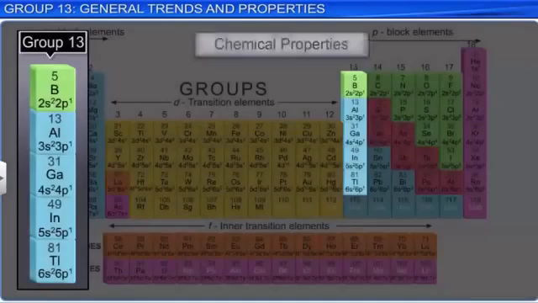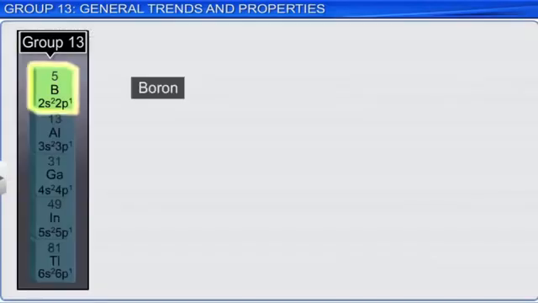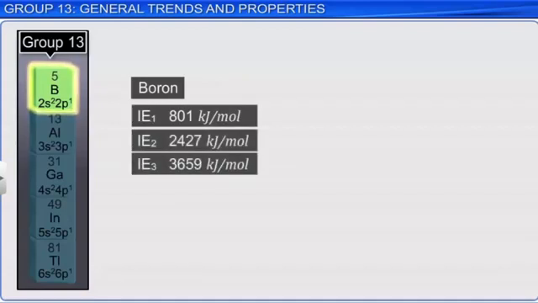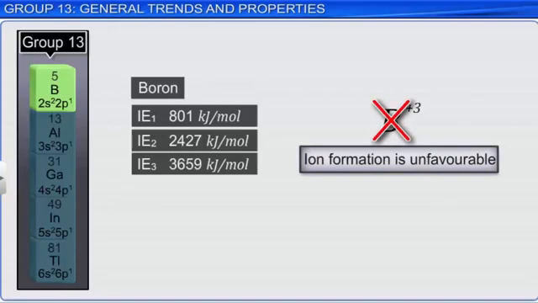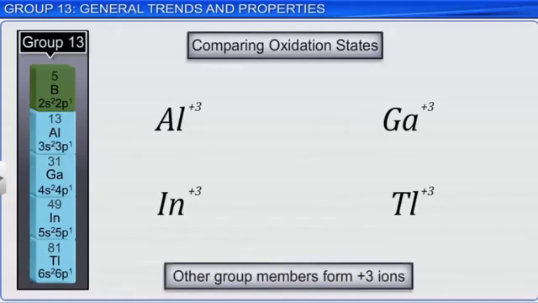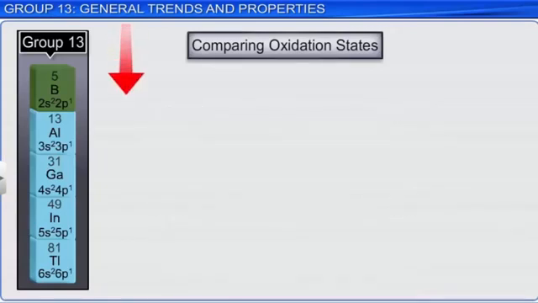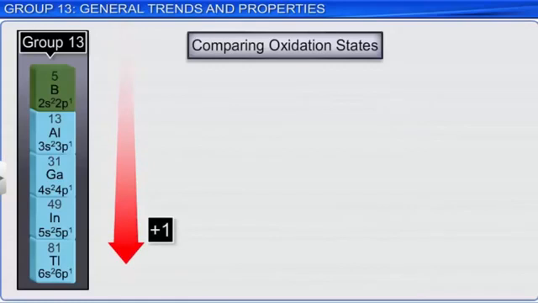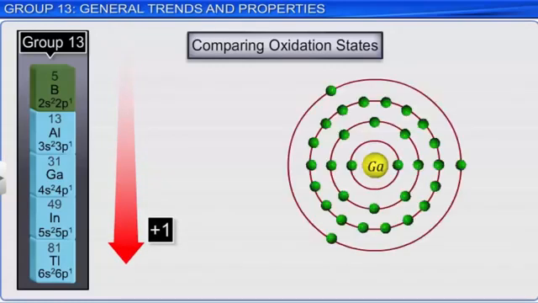Let's turn our attention to the chemical properties of the elements in group 13. With its small size and the high sum of its first 3 ionization energies, boron forms only covalent compounds. The formation of a +3 ion is unfavorable. The other members of the family, which are all metals, form +3 cations. Down the column, +1 ions become more stable. This is due to the outermost s electrons being held more tightly, and so only the electron in the outermost p orbital is lost.